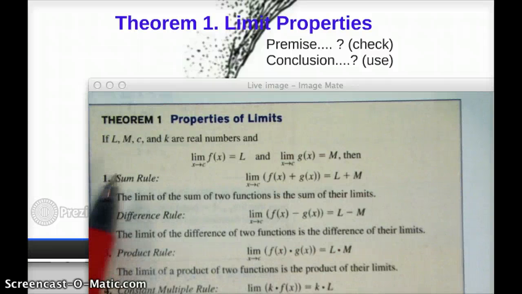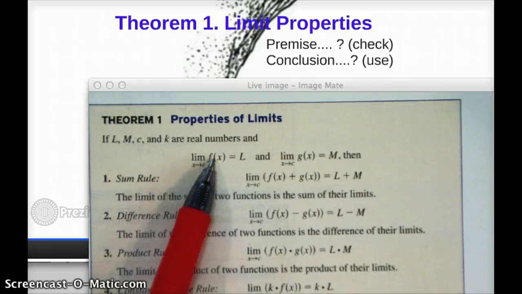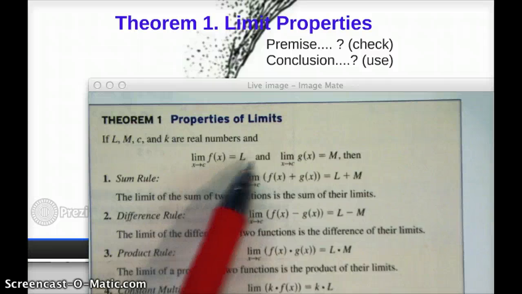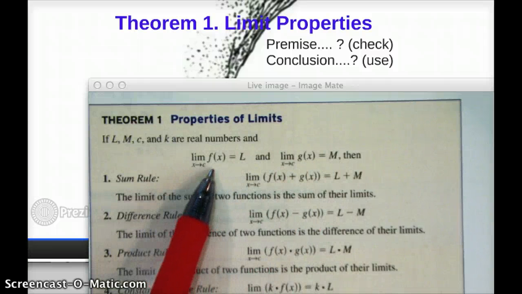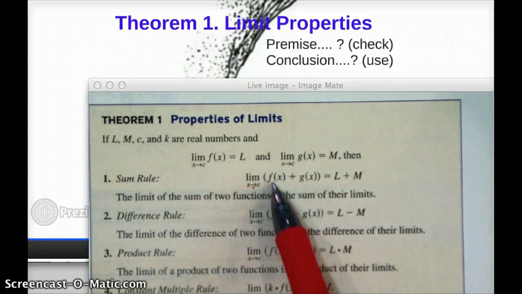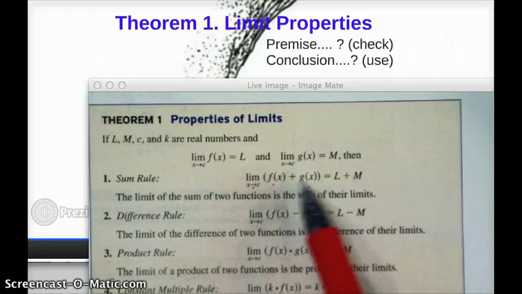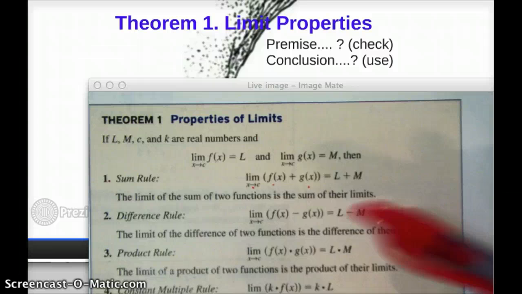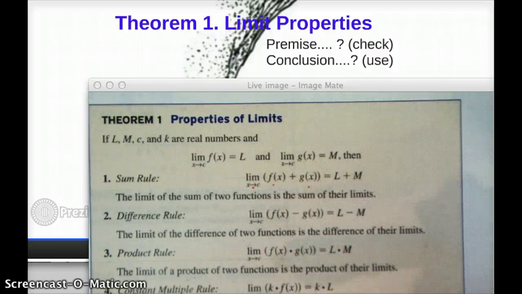Basically, what this theorem is saying is if we have 2 different functions and we know what their limits are, L and M, at some particular value C, then we can do a whole bunch of things with the limits. We can take the limit of the sum of the functions, as in if they're added together, we know what the limit's going to be. We can also break them apart using subtraction, multiplication, constant multiplication, and division. I think this will be more real to you if we look at some examples. So here we go.